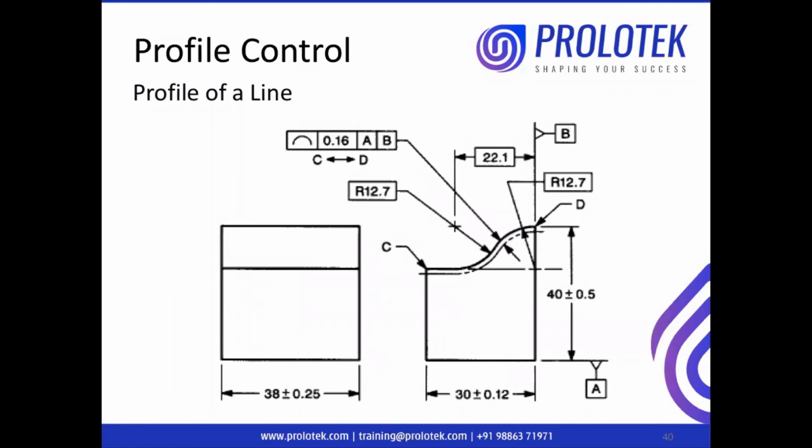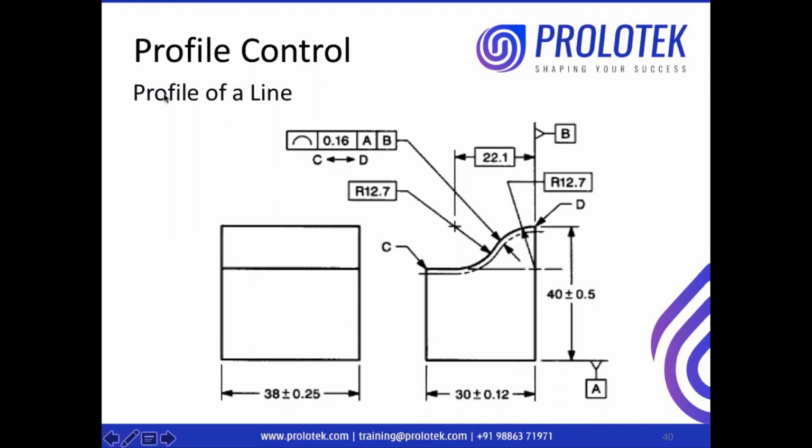The third category, which is individual feature or related feature, is profile controls. In profile controls, we have profile of a line and profile of a surface. Why we call this category individual or related feature is, for profile controls, datums are not mandatory. When you don't give datums, then you can control the surface form. When you give datums, you control the form as well as the orientation or location depending upon the application.